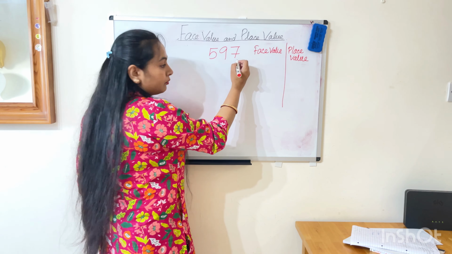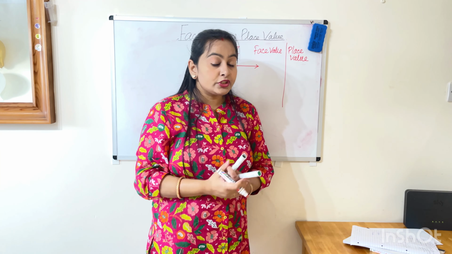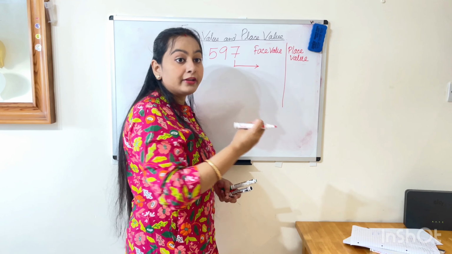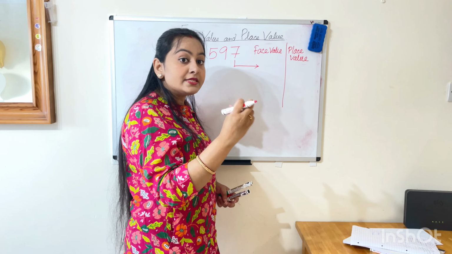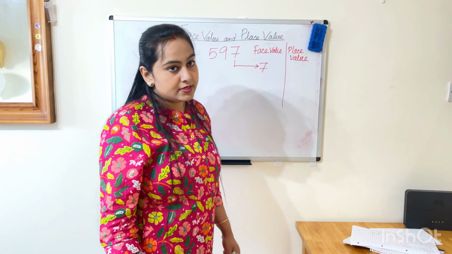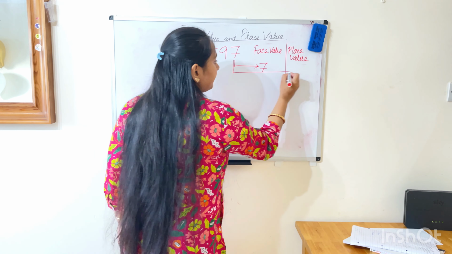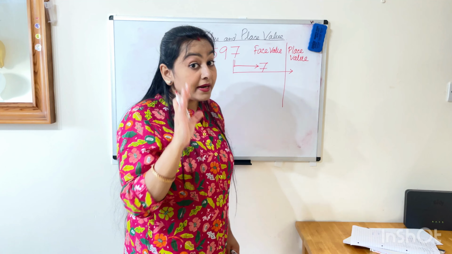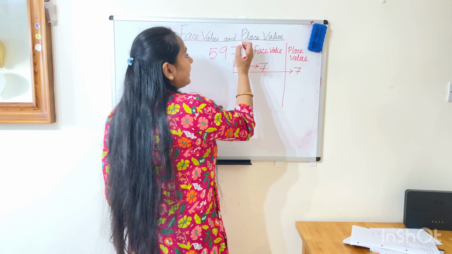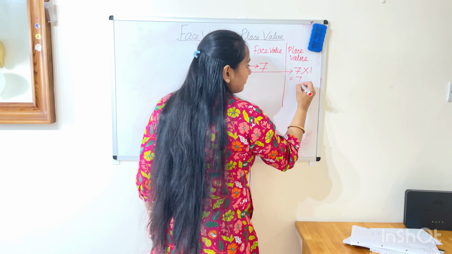So first take 7. Face value does not depend on the position, it remains the same, right? The face value of that number means the same digit. So 7 will be our answer. Now in case of 7, what will be the place value? Place value depends on the position of the number. So 7 is multiplied with 1, as it is at the ones position, so the answer is 7.